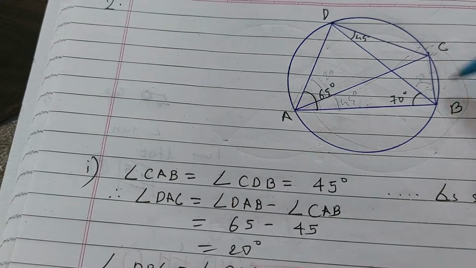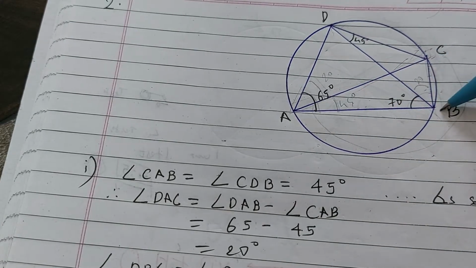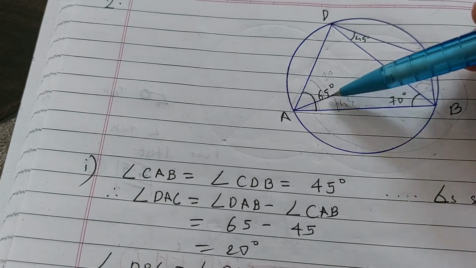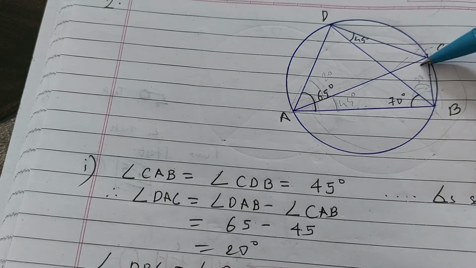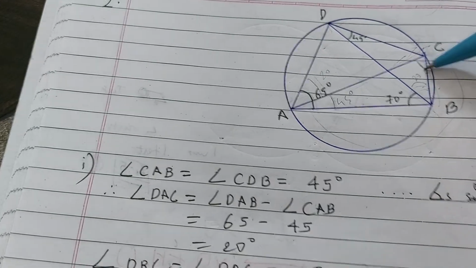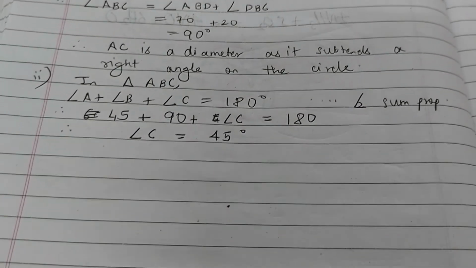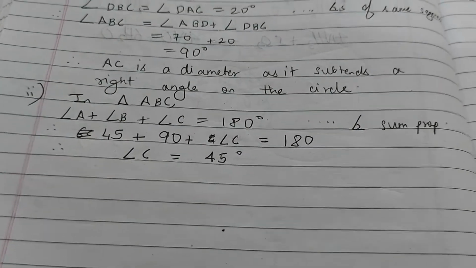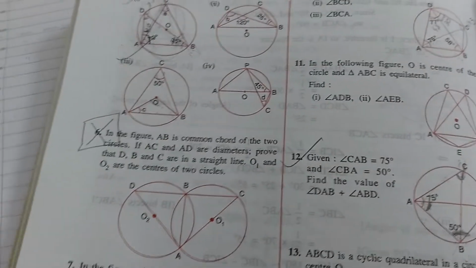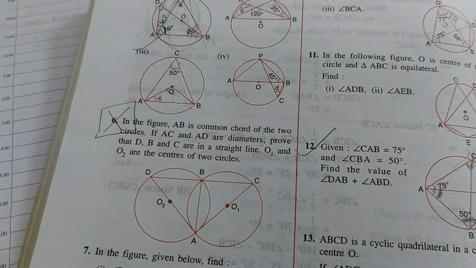Second part, they've asked us to find ACB. Now in triangle ACB, this is 45, this is 90, so what is remaining? 45. So this is 45. Here are the steps. Next, the sixth sum will be for homework.